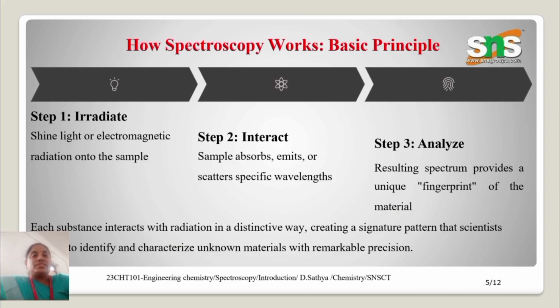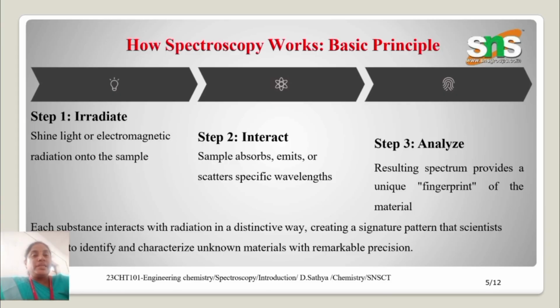So how does spectroscopy work? The first step is irradiate. Shine some white light or electromagnetic radiation on the sample. It will interact with the solution. That means the sample will absorb, emit or transmit the light. So three things are possible in the solution. The first is irradiate, the second is interact, that means interact with the sample, and finally analyze the sample.